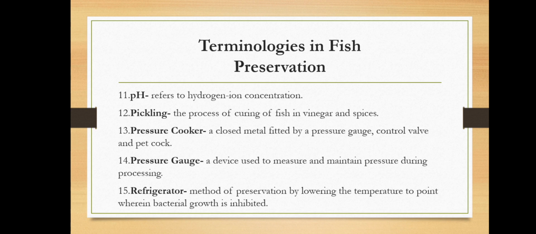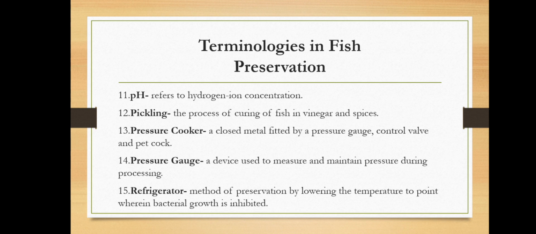Pressure cooker. A pressure cooker is a closed metal container equipped with a pressure gauge, control valve, and petcock. While not exclusive to fish preservation, it can be used in certain canning processes. The high pressure inside the cooker raises the boiling point of water, allowing for faster and more efficient heat penetration during the canning process.